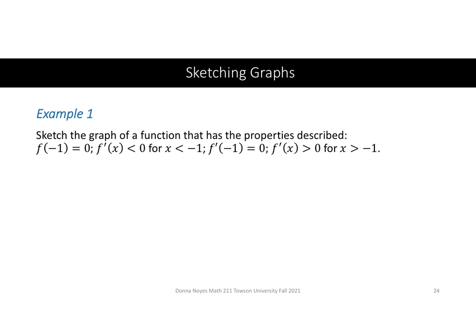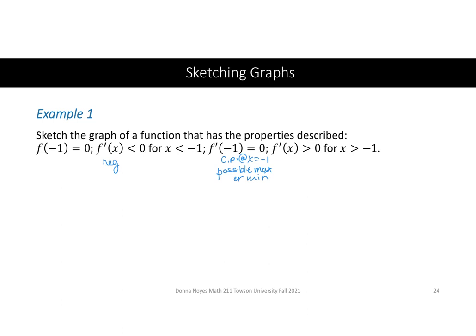Let's see if we can start putting some of these concepts into action with an example. Example 1 says, sketch the graph of a function that has the properties described. f of -1 is 0. f prime of x is less than 0, a.k.a. negative, for x less than -1. f prime of -1 is 0. Oh, that makes this a critical point at x equals -1. So it's a possible max or min. We'll figure out which.